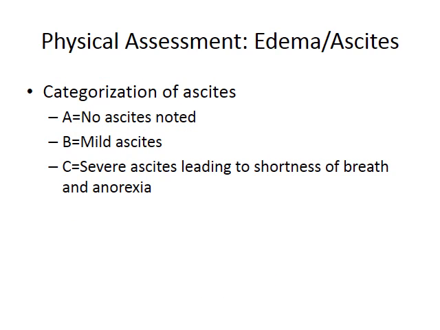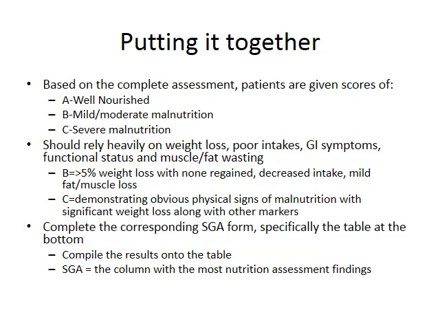Ascites can be categorized as A, no ascites; B, mild ascites; or C, severe ascites leading to shortness of breath and anorexia. After you have evaluated each component, an overall SGA score of A, B, or C is assigned.